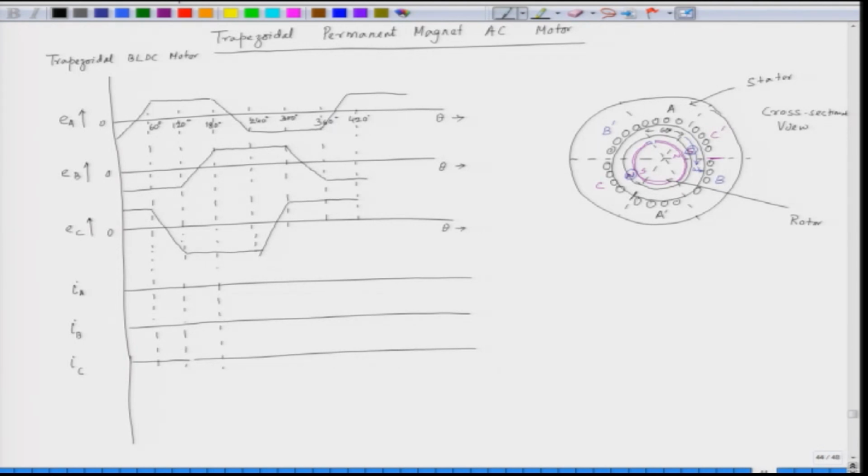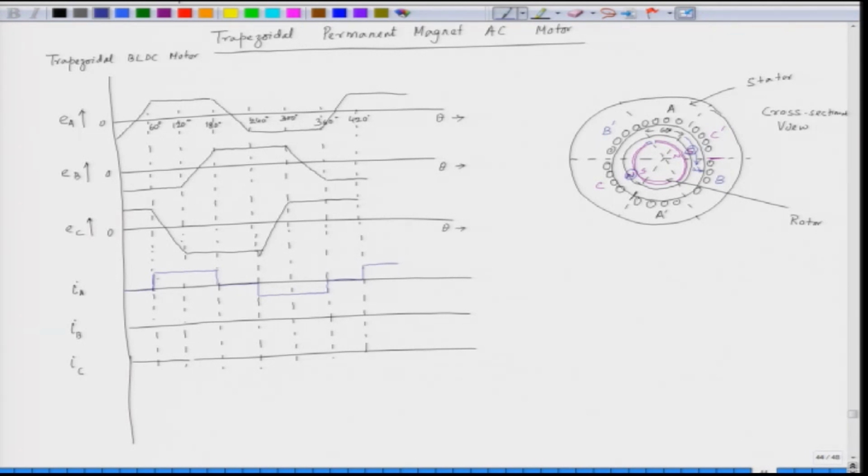So, we can plot the various phase current waveforms of this motor. What about phase A? What should be the nature of the phase A current? Phase A current is quasi rectangular in nature, which is somewhat like this. This is 120 degree in duration. It is a quasi rectangular or quasi square wave.